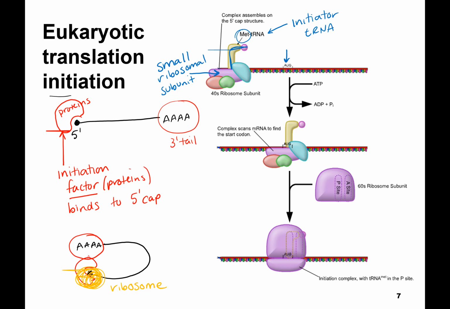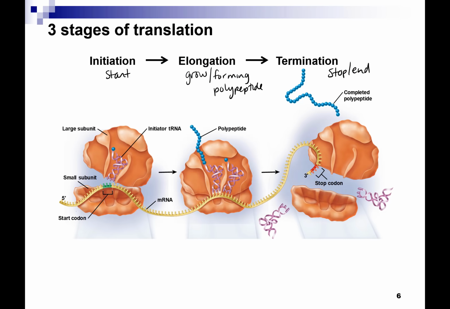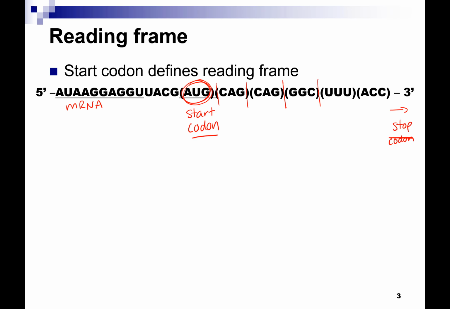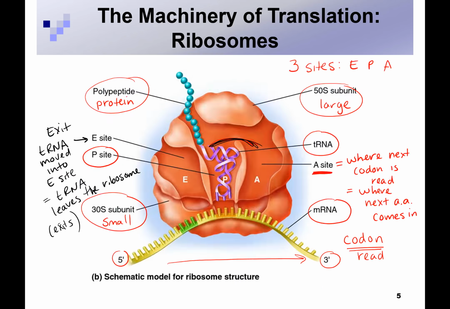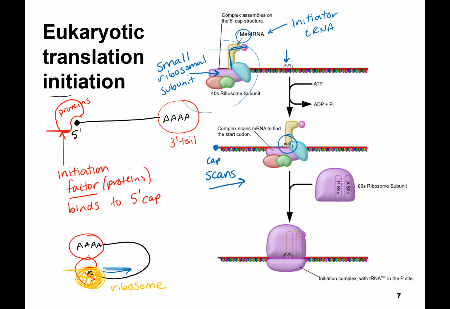What happens, which is really interesting, is that this whole complex shown right here binds to the cap, like I was showing you, and then it scans the RNA molecule until it finds that AUG. If you look back to our example, here's your cap; the ribosome is going to bind here, and it's going to scan until it finds AUG. Once it finds AUG, it's ready to start translation.